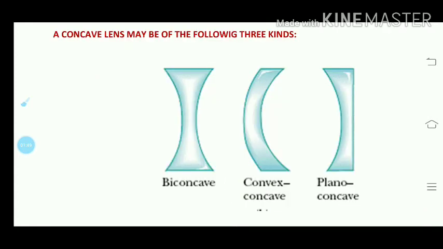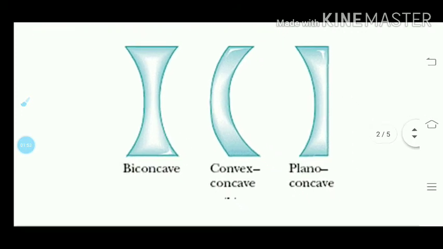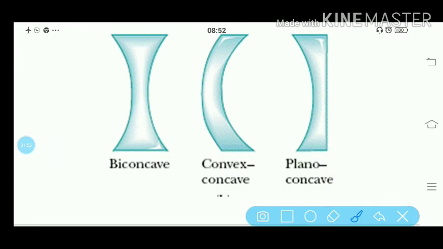A concave lens is thick at its ends and thin in the middle. In other words, a lens which bends inward in the middle is a concave lens. Such a lens diverges the light rays incident on it, so it is also called a diverging lens. A concave lens is of three types. Number 1, biconcave lens. Both the surfaces are concave and hence it is called a biconcave lens.